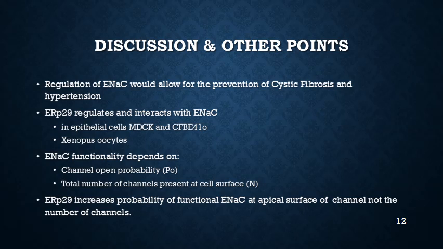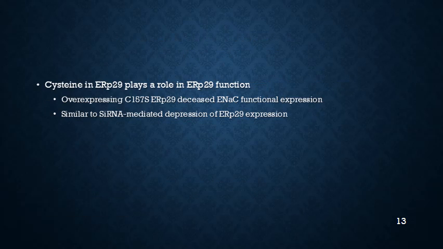ENaC functionally depends on two things. The channel open probability, so how likely is it for the channel to be open, which is indicated by Po, and the total number of channels present at the cell surface, which is indicated by N. And it was found that ERP29 increases probability of functional ENaC at the apical surface and not the number of channels, N. So cysteine in ERP29 plays a role in ERP29 function. Overexpressing C157S ERP29 decreases ENaC functional expression.